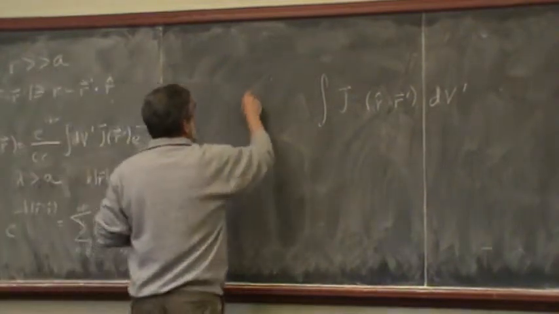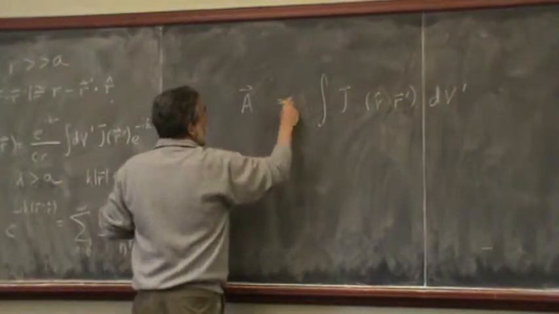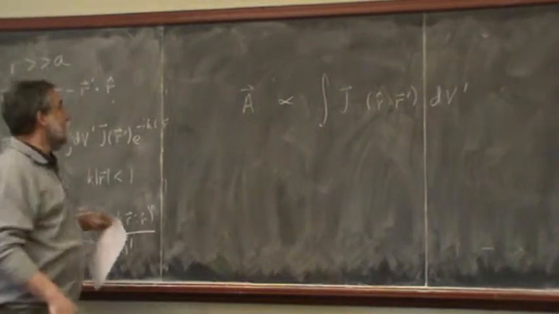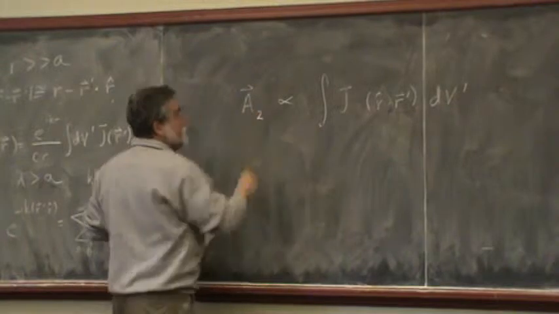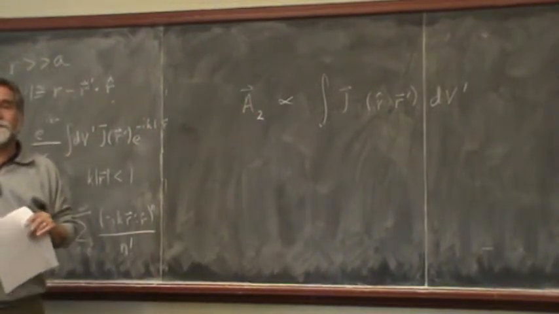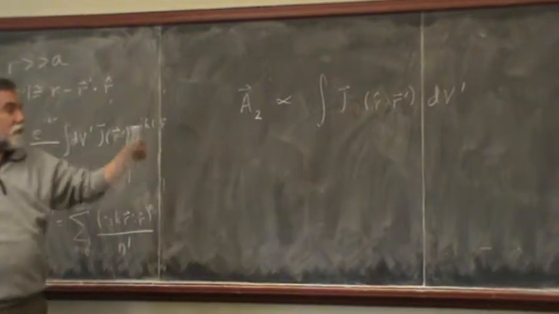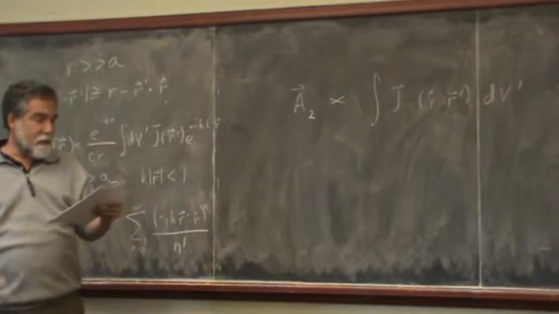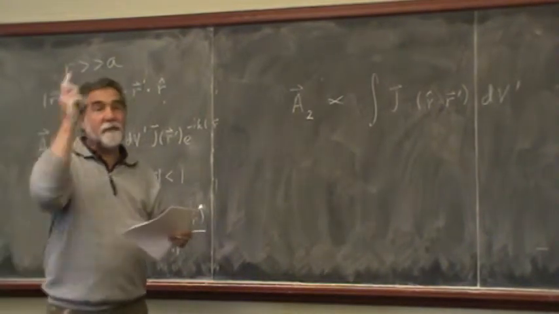So what I can just write is that the vector potential is proportional to that. This would be the second term in the series. So the first term was a dipole oscillator, right? The second term has got something else going on there, right? We're going to use that.